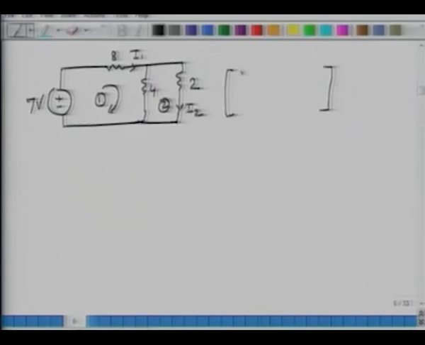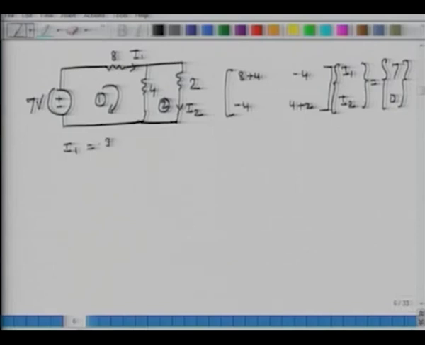So my equations become [8+4, -4; -4, 4+2] times [I1, I2] equals my external voltage, which is 7 and 0. So this is a DC circuit. So everyone can see the equation. Solving this, I get I1 equals 3/4 ampere, and I2 is half an amp.